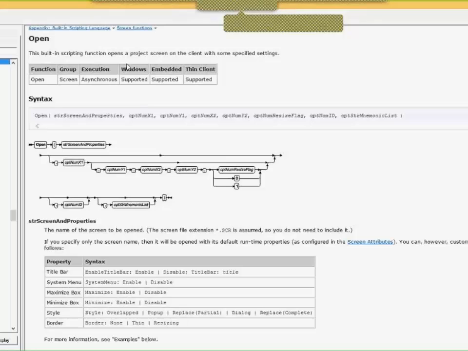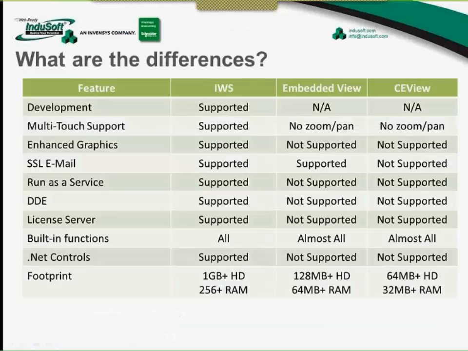Okay. Great. So just going back to the built-in functions, if you go to our documentation, here we have the embedded column, indicating if the function is supported on CE view and embedded view. And most of our functions are, if you go in our technical reference manual. But there are some that are specific to the operating system, like some that we use to get system information, and they will not be supported. So that's another limitation. Then, as I said, the .NET controls, and the footprint is also a big difference.